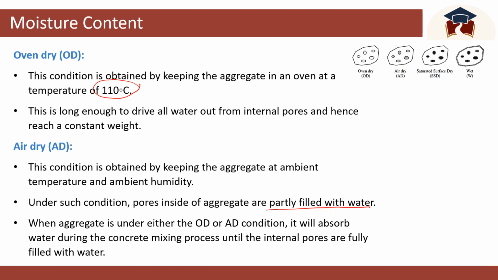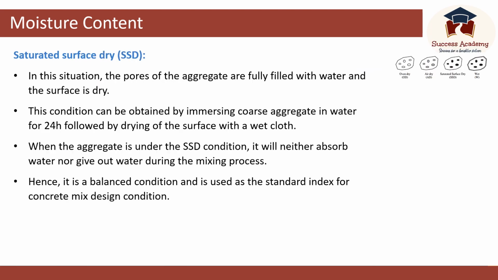When aggregates are in either oven dried condition or air dried condition, they will absorb water during the concrete mixing process until the internal pores are fully filled with water. That means the water inside the pores is not contributing to the hydration process. In saturated surface dry condition, the pores of aggregates are fully filled with water and the surface is dry.